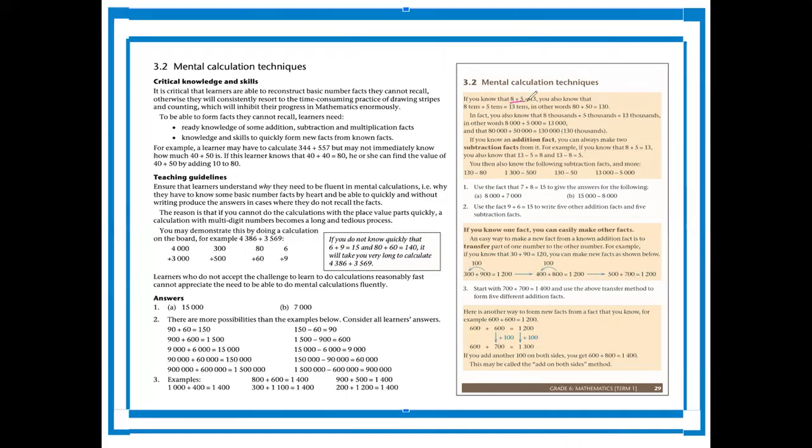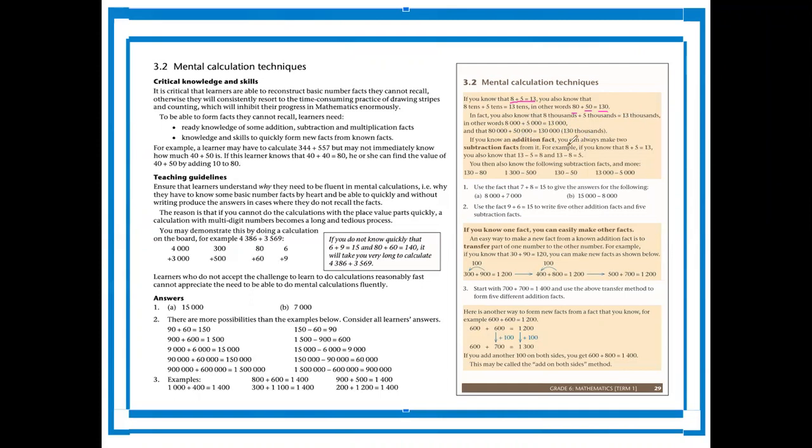If you know that 8 plus 5 is equal to 13, you also know that 8 tens plus 5 tens is equal to 13 tens. In other words, 80 plus 50 is equal to 130. So all that's going on is we just have zeros at the end to make that calculation true. In fact, you also know that 8,000 plus 5,000 is equal to 13,000. And then 80,000 plus 50,000 is equal to 130,000.